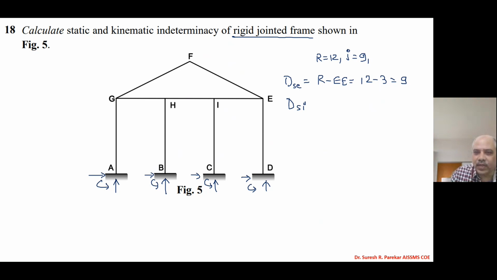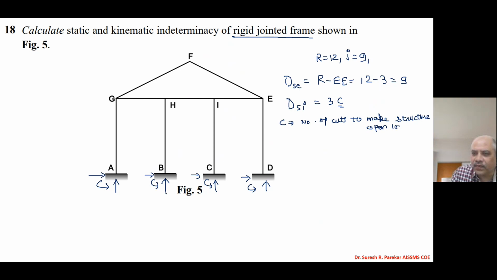Then DSI equals 3C. So C is the number of cuts required to make the structure open loop.